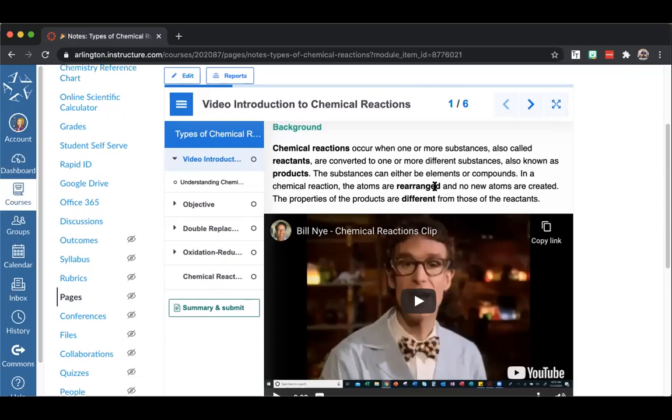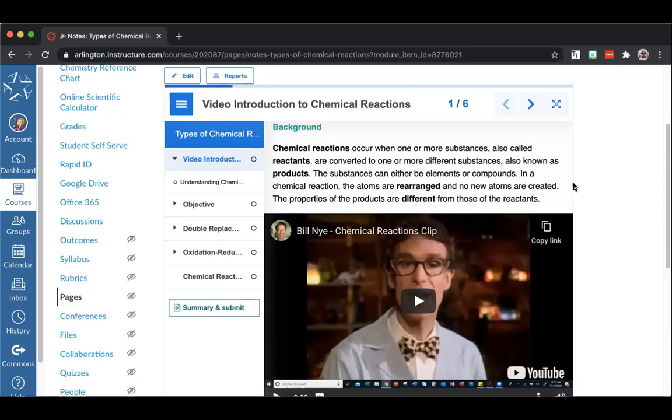And so if I have compounds, I might break their chemical bonds. And once the chemical bonds are broken, then all of the atoms will rearrange and they will form different compounds and different elements on the product side. And because they're forming totally different compounds and elements, they have different properties.